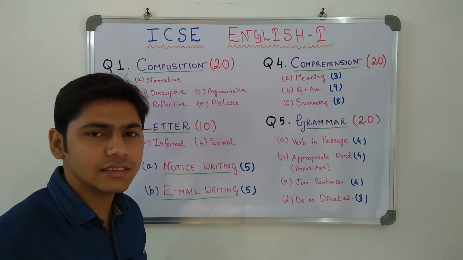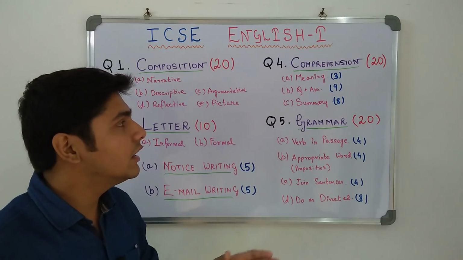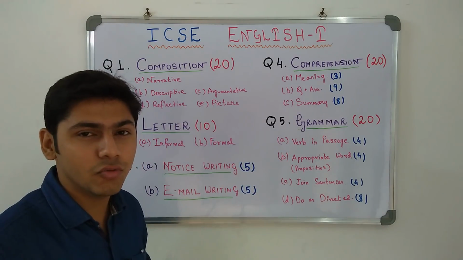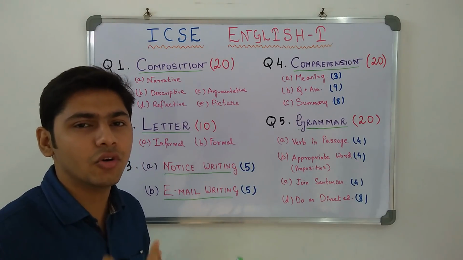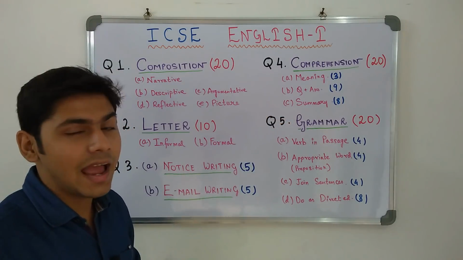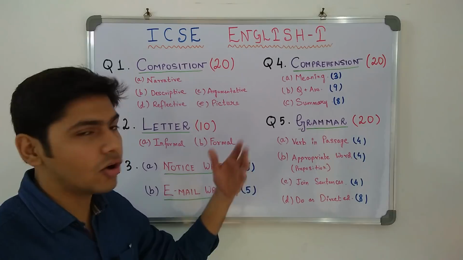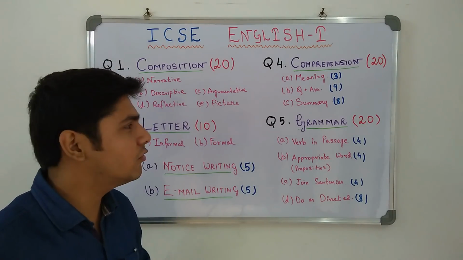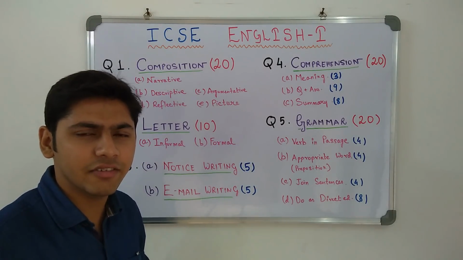Now in your own words is very important over here. If you copy straight away from the comprehension, you won't get any marks. You have to convert them into your own words and then write the answer. And then you will have a summary. An event will be taken out from the comprehension. You will be given a topic and you have to write the summary of basically 50 words.